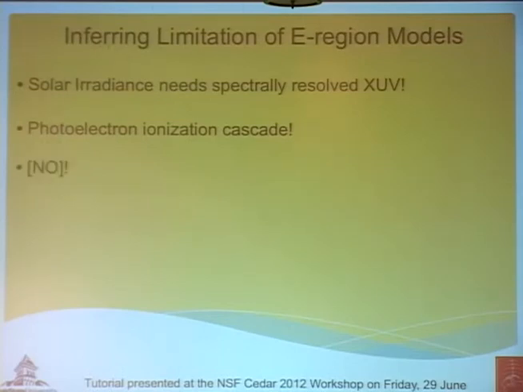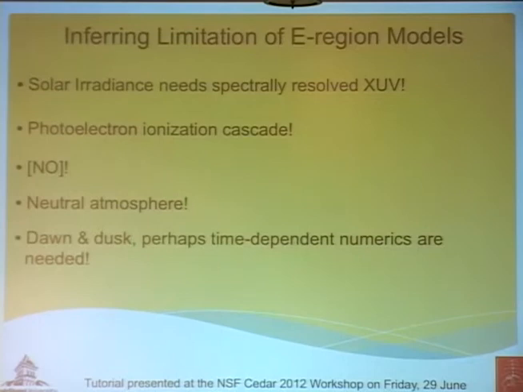If you're at mid latitudes, the case could be made NO is not the biggest deal, but if you're at higher latitudes, you'd want the modeler to tell you what they've done. Now, the neutral atmosphere, down at 110 to 120 kilometers. MSIS, yeah, okay. Dawn, dusk, perhaps time-dependent numerics are needed. If you were concerned about running at the terminator, none of these models are probably what you really want. There aren't any really that handle that properly.